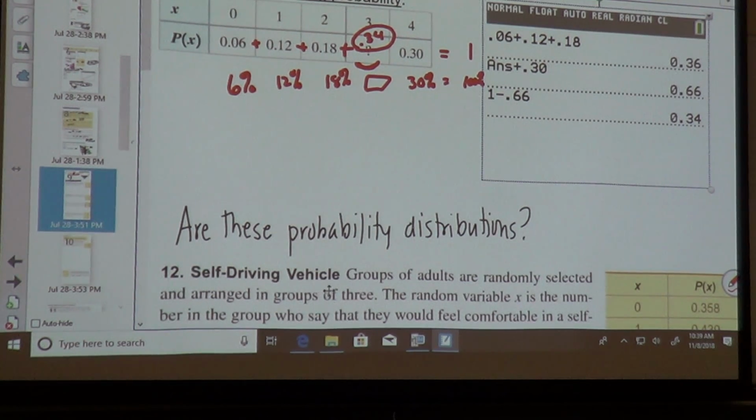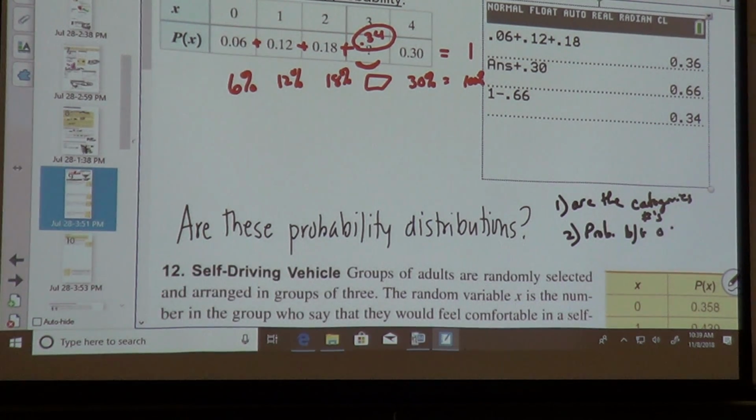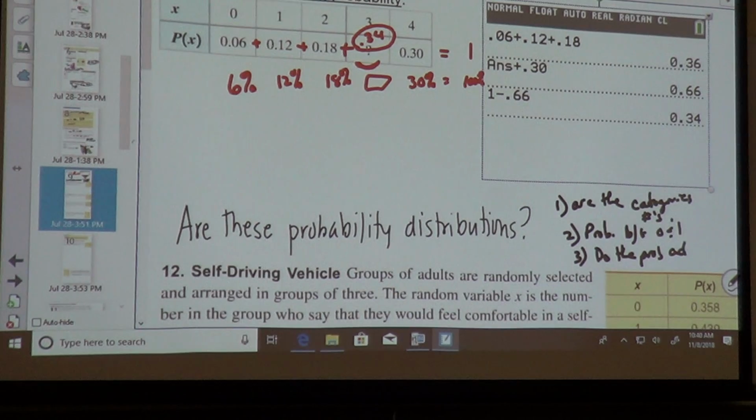Now, this time I gave you tables and I want to know, are they probability distributions? So, number 1, are the categories numbers? Number 2, are the probabilities between 0 and 1? And number 3, do the probabilities add up to 1? Those are our questions. If all 3 of those are yes, then it's a probability distribution.